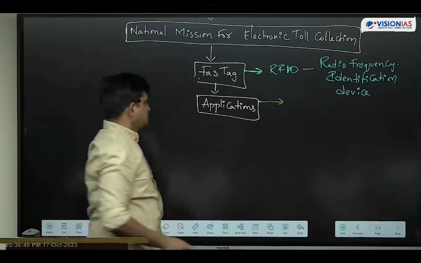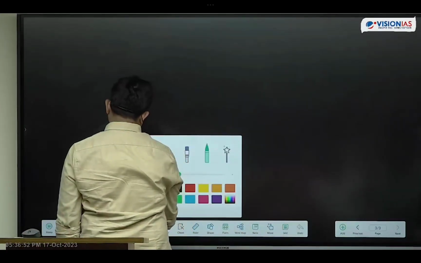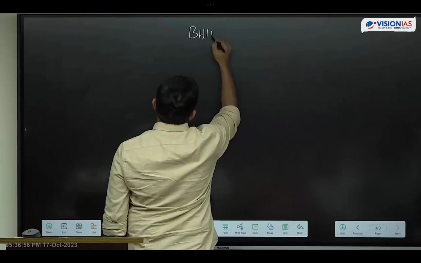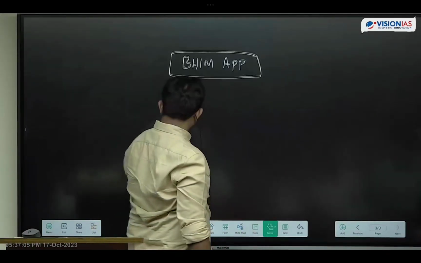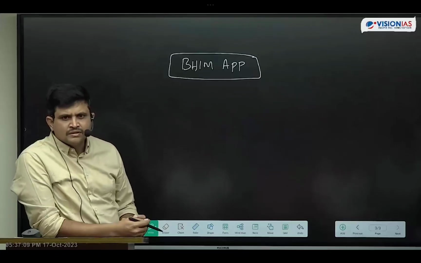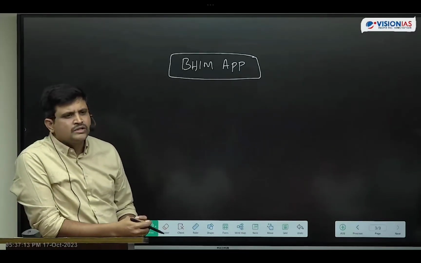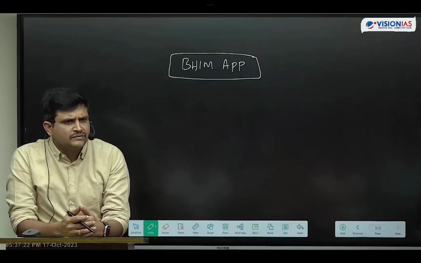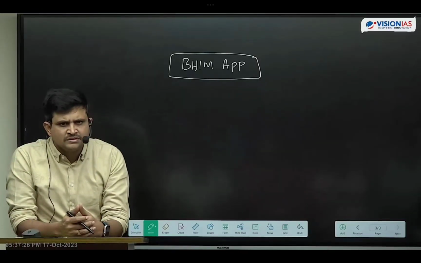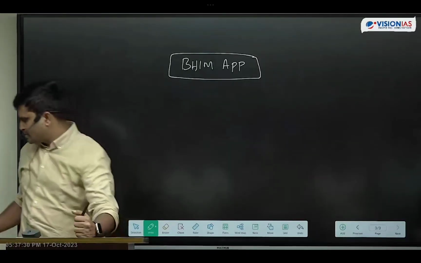Next one is Beam app. What is this Beam app? Bharat Interface for Money. It was named after Dr. B.R. Ambedkar. Now, what is the benefit of this Beam app? Why has the government of India launched this Beam app? What exact benefit do we have regarding this Beam app?